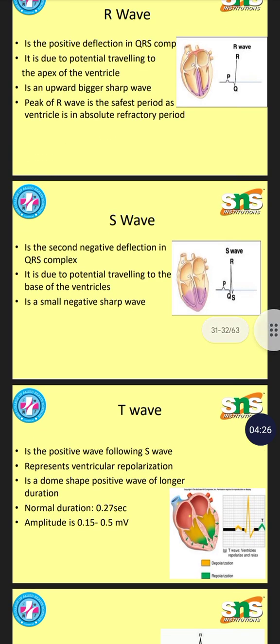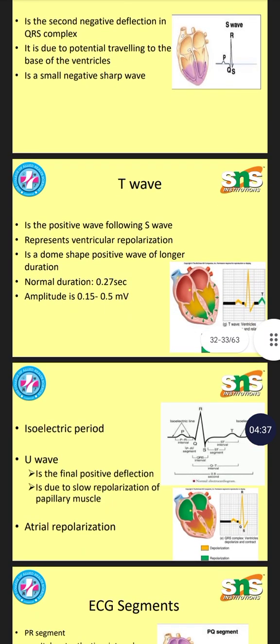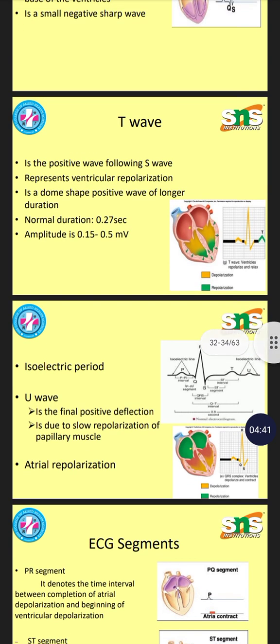S wave is the second negative deflection in QRS complex. It is due to the potential traveling to the base of the ventricles. It's a small negative sharp wave. T wave is the positive wave following S wave. Represents ventricular repolarization. It is a dome-shaped positive wave of longer duration.